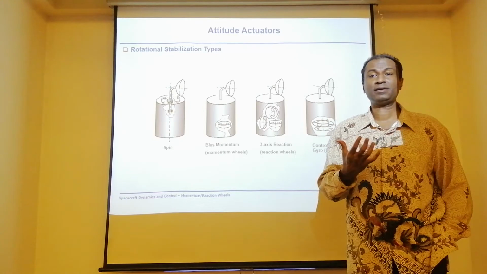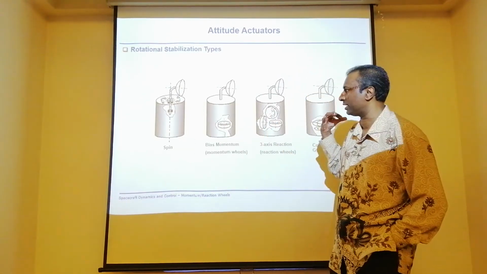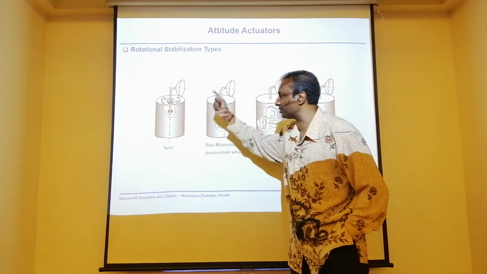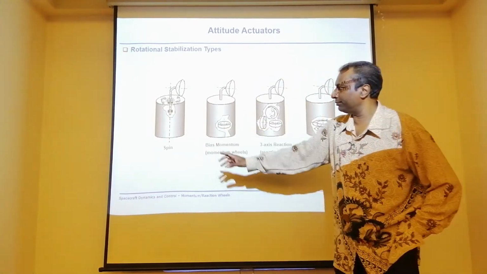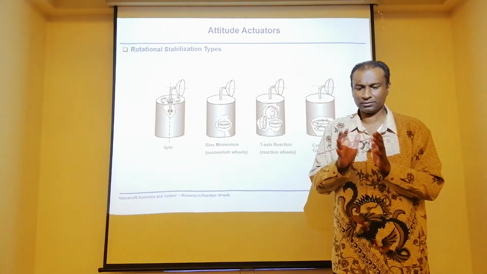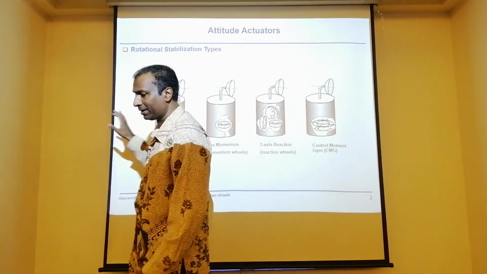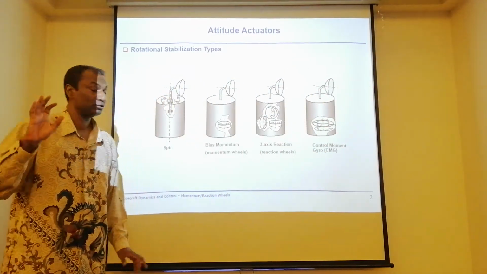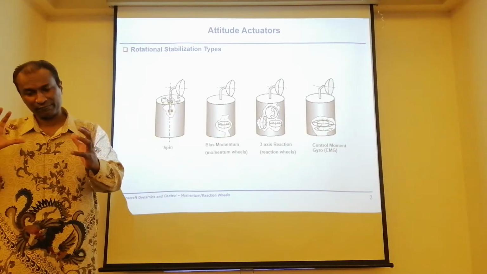Wheels can come in different forms. The first type is spin. The spin type of stabilization, if you remember, VSAT 1 uses this type of stabilization. The whole spacecraft is going to rotate.